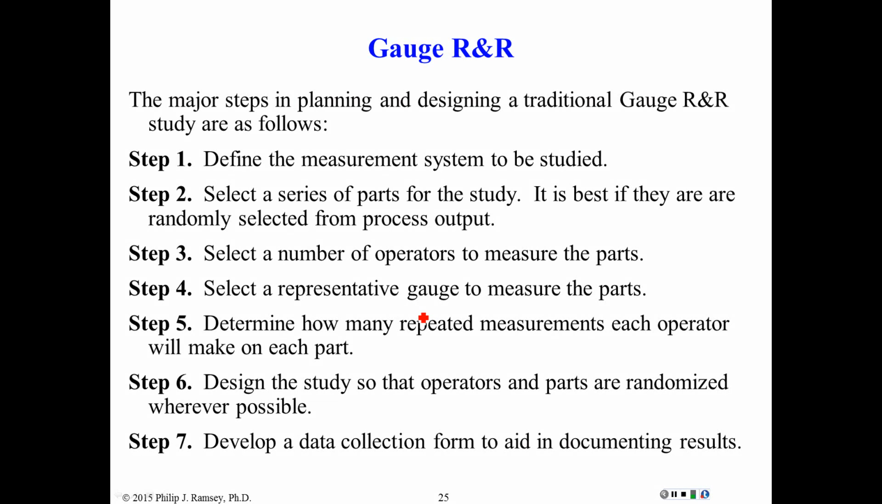There is nothing to stop you in doing your study to have multiple operators and multiple gauges. It's just not a classical part of what we call classical gauge R&R. Then you would design the study, and by the way, I will not cover it, but I have given you a set of notes on how to create a gauge R&R study in the JMP software.